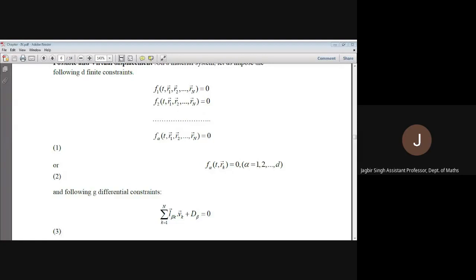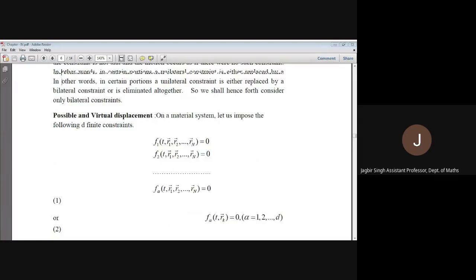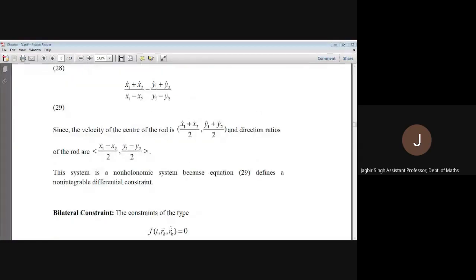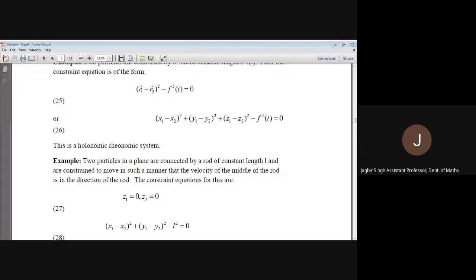After that, we discussed the scleronomic and rheonomic constraints. A scleronomic system is one in which all the constraints are of type stationary, and when the constraints are dependent on time, then it is known as a rheonomic system.